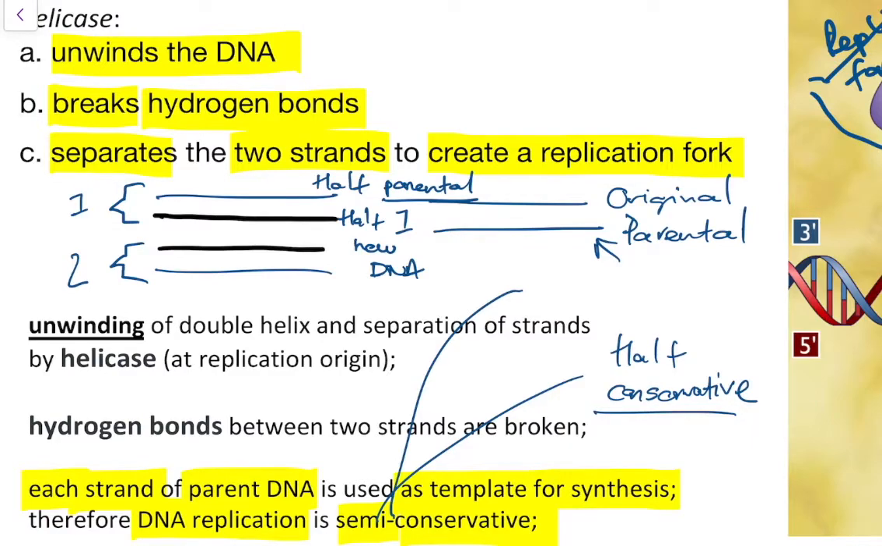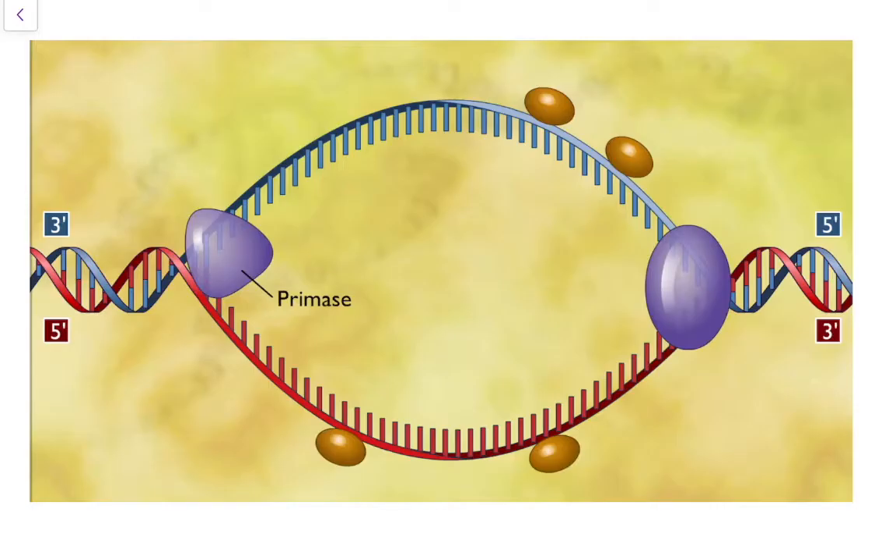And that's going to be made from nucleotides, which are just available, floating around. So these are new nucleotides, and they're floating around in the nucleus. Next we can see that we have a new enzyme which is coming to bind. So over here, we have helicase, which has unwound the DNA double helix.